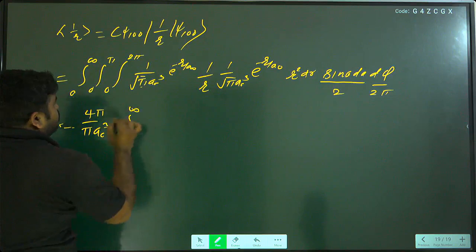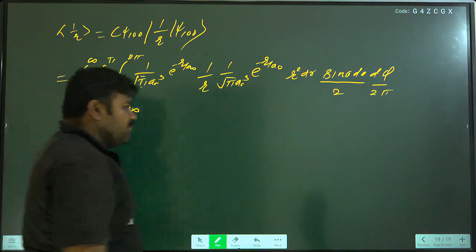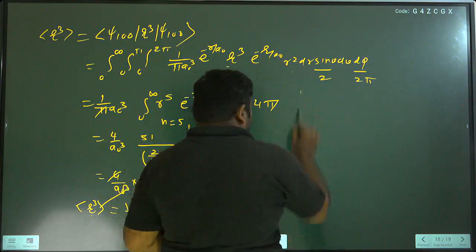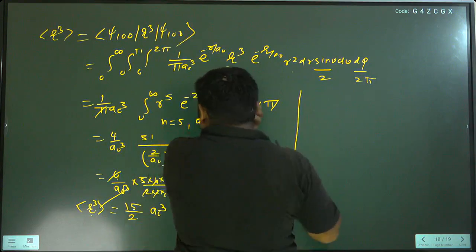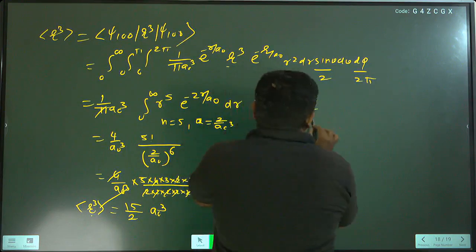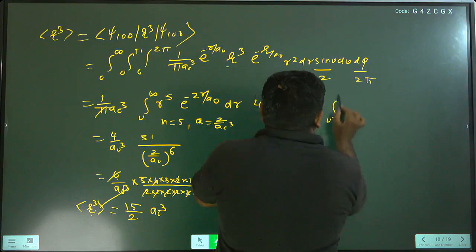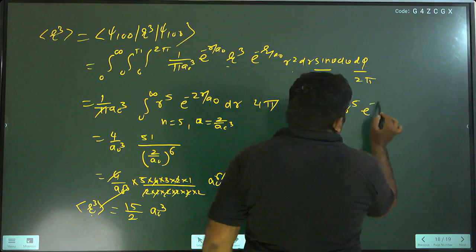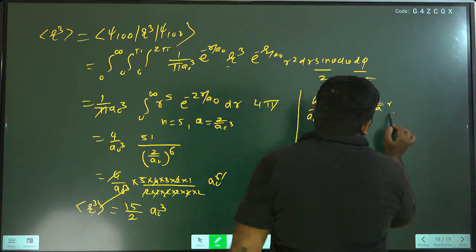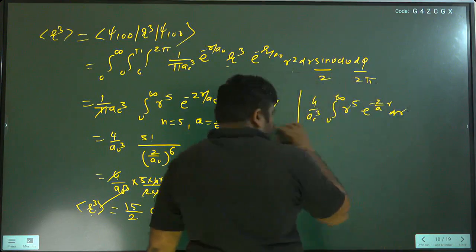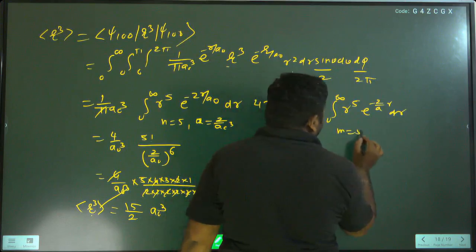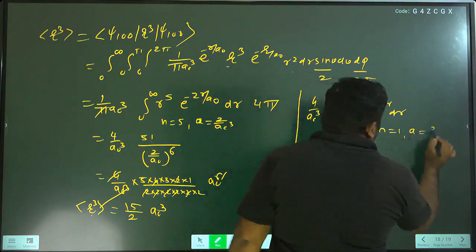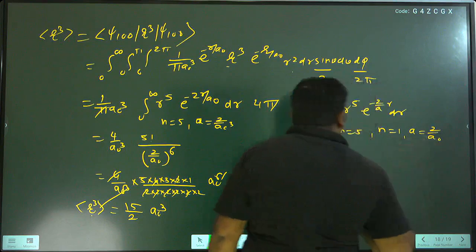Limit 0 to infinity. Okay, we can also solve this using gamma integration. See, we can use the gamma integration now. What is this? 4 upon a naught cube, limit 0 to infinity, r to the power 5, e to the power minus 2 upon a naught into r dr. What is the value of m? m is equal to 5. What is the value of n? n is equal to 1. What is the value of a? 2 upon a naught.